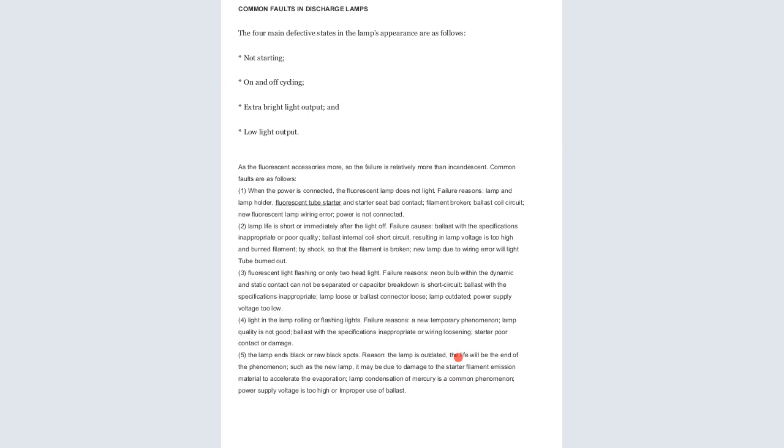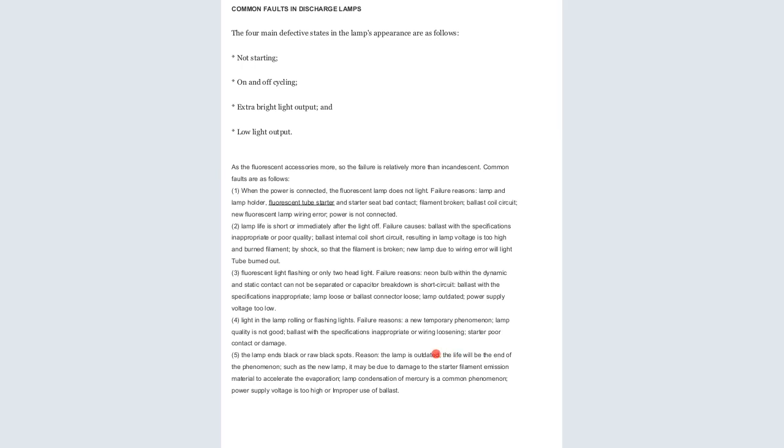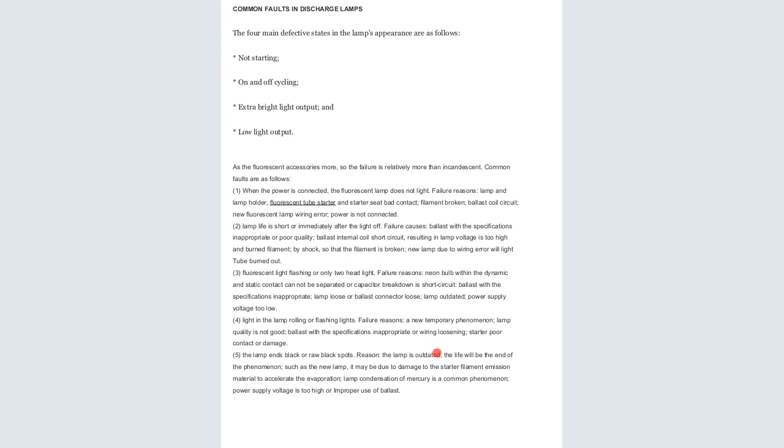The common faults are as follows. When the power is connected, the fluorescent lamp does not light. The failure reason is that the lamp holder, the fluorescent tube starter or the starter seat is bad or has a bad contact, or the filament is broken, or the ballast coil circuit, or the new fluorescent lamp wiring has an error, or power is not connected. If the power is not connected, then you connect power. If it is a wrong lamp holder, then you replace it with the right lamp holder. If the filament is broken, you do the same.